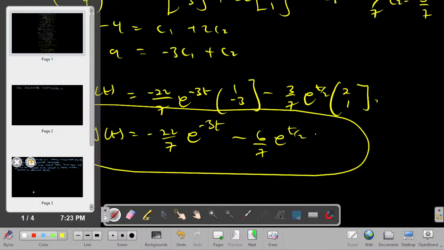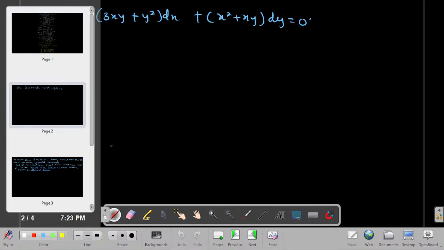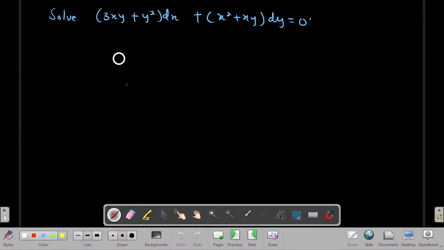So let's check the second problem. So this is the second problem. It says: solve the differential equation (3xy plus y squared) dx plus (x squared plus xy) dy equals 0.